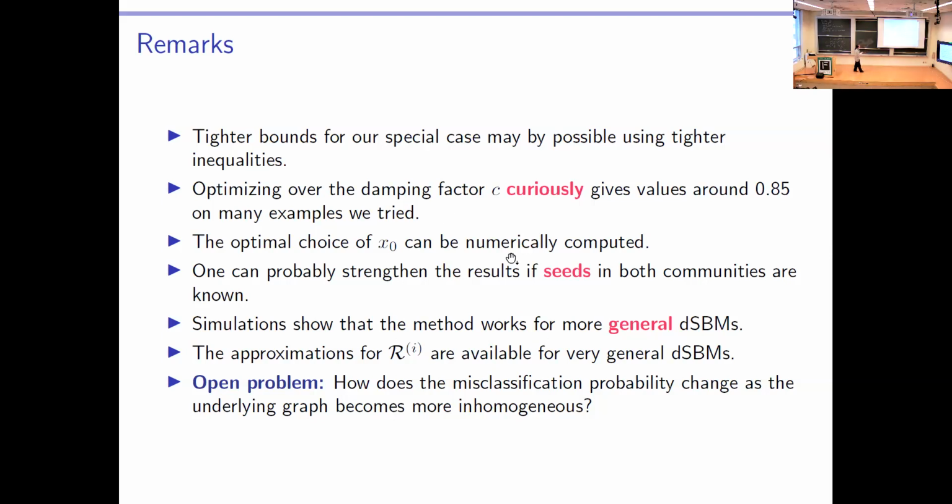You can do exact computation. Those probabilities, there are ways of computing them efficiently. We have methods, we have ways of doing that. So technically you could get them and then do numerical optimization over the values. We believe that you could do better than what we computed here if you have seeds in both communities. Of course, the more you know, the better you recover.